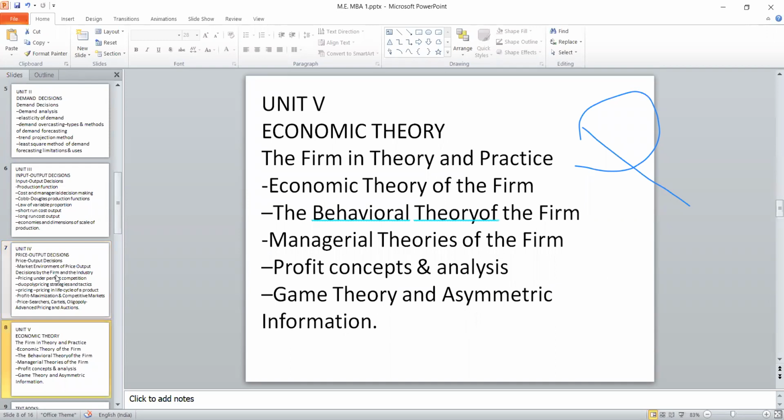In the last unit, we are studying theories. There are three different theories of the firm. One is the economic theory of the firm, the second is the behavioral theory of the firm, and the third is the managerial theory of the firm. So in each unit there will be two theories. So these six theories we have to study.